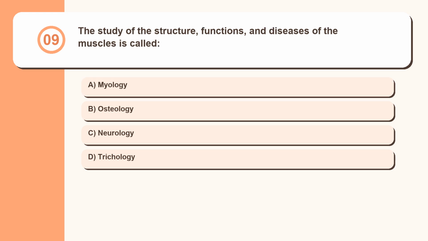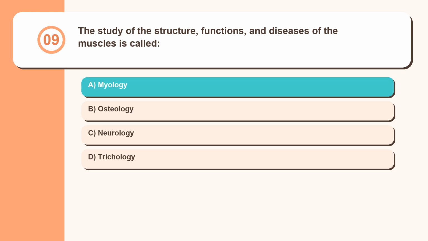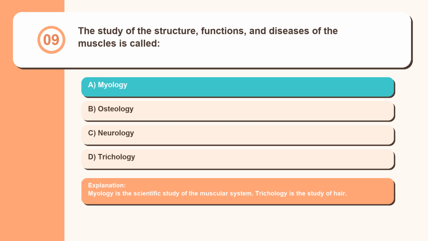Question 9. The study of the structure, functions, and diseases of the muscles is called myology, osteology, neurology, trichology. Myology is the scientific study of the muscular system. Trichology is the study of hair.